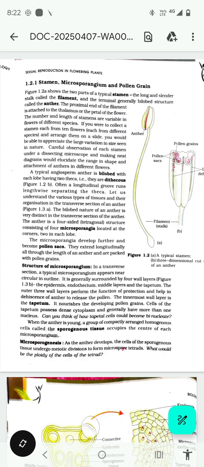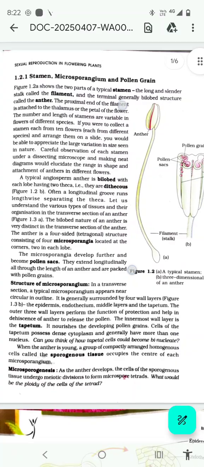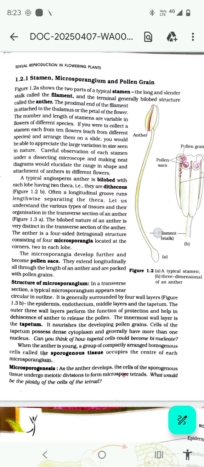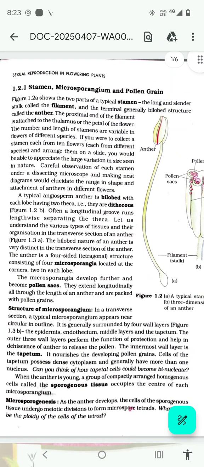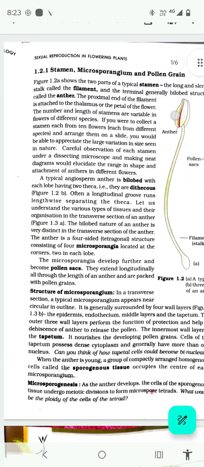So this chapter starts with the basics of the angiosperm, the male reproductive part of the flower. The stamen is considered the male reproductive part of the flower, which consists of two things: anther and filament. The filament is a long and slender stalk, and the anther is the bilobed structure at the top.